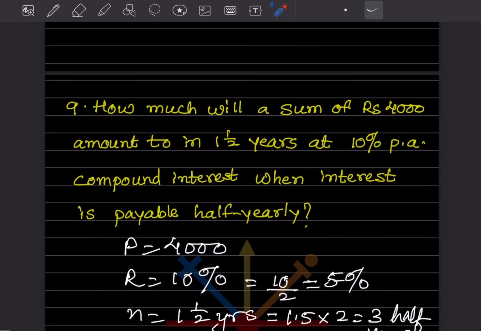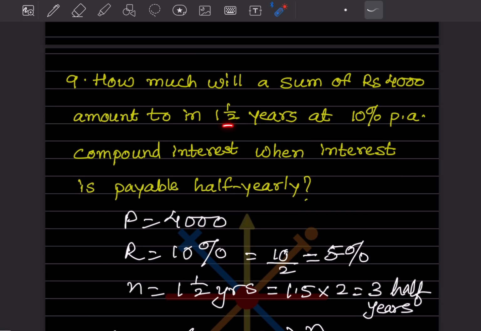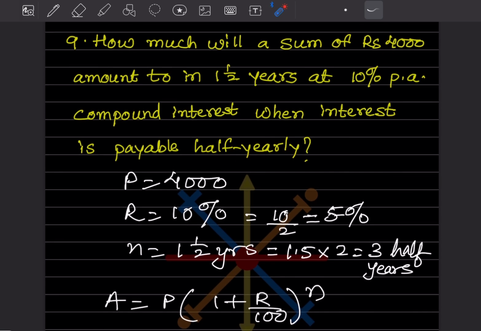How much will a sum of rupees 4,000 amount to in 1.5 years at 10% per annum compound interest, when interest is payable half yearly? P is given as 4,000. The rate of interest is given as 10%, but we want it for half yearly, so we divide it by 2. That is going to be 5%. And N is given here as 1.5 years.